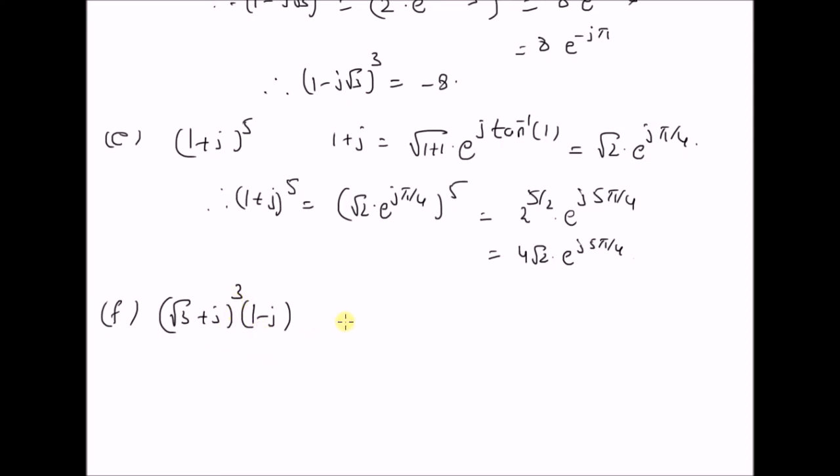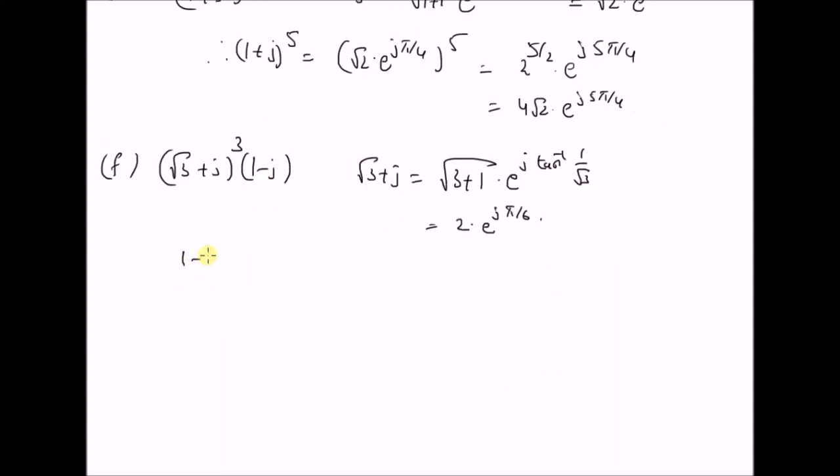That is, we have square root of 3 plus j is equal to square root of (3 plus 1) multiplied by e power j into tan inverse of 1 by square root of 3. And we know that tan inverse of 1 by square root of 3 is pi by 6. Therefore, we have 2 times e power j pi by 6.